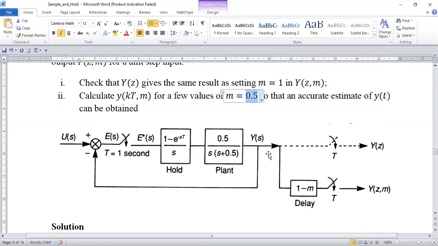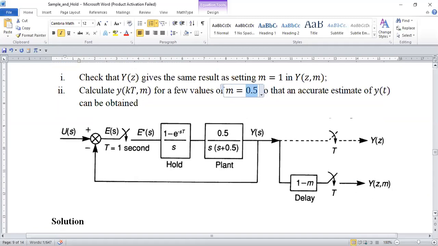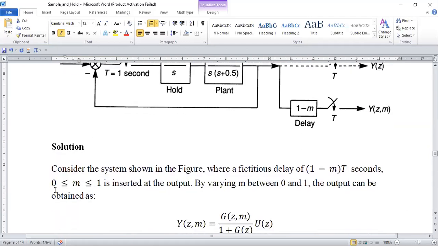So this is the question we had previously, but now you have this delay. Then M is going to be between 0 and 1. So M is like a delay. In order to get the modified Z transform, we impute a fictitious delay. I want to get the value of the output at a specific sampling time that is not an integer, so that is actually a real number that has decimal points.